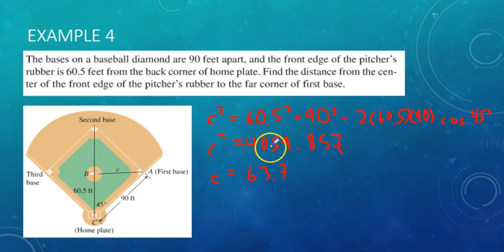If you were very careful, you might have remembered that taking the square root of both sides of an equation gives you a positive and negative answer. But in this case, it doesn't make sense to have a negative length. The negative in these kinds of problems usually just indicates direction. So all we actually care about is that there's a 63.7-foot distance from first base all the way over to the center of the pitcher's mound.